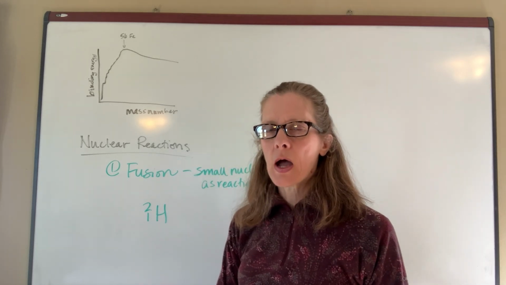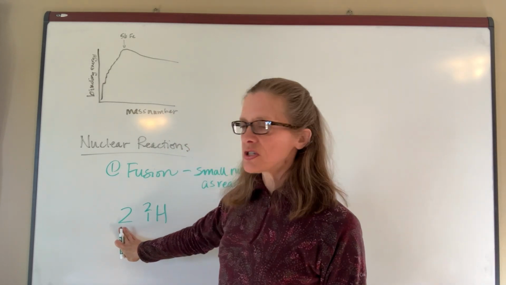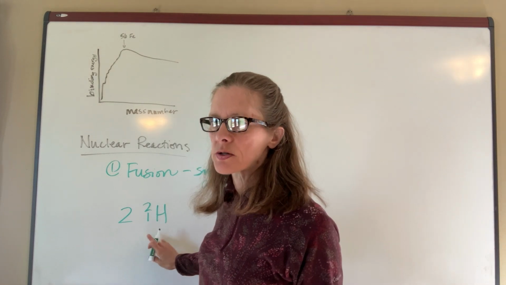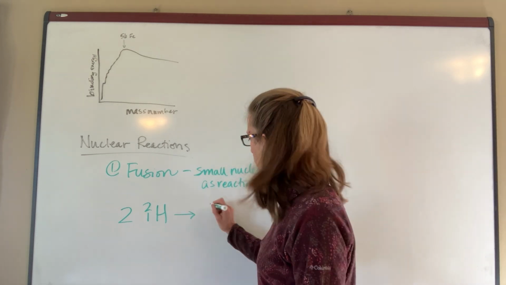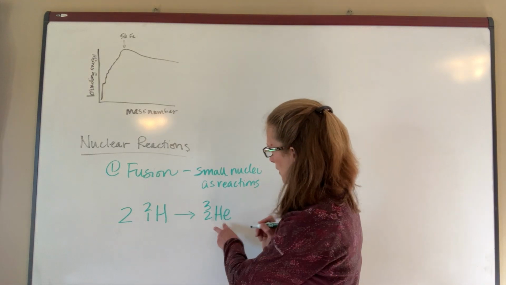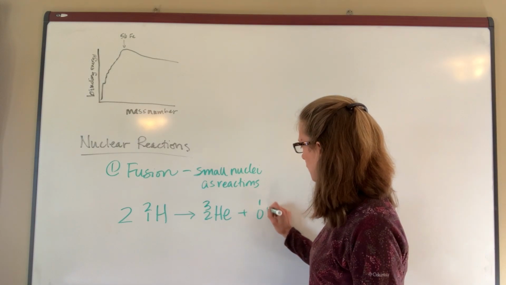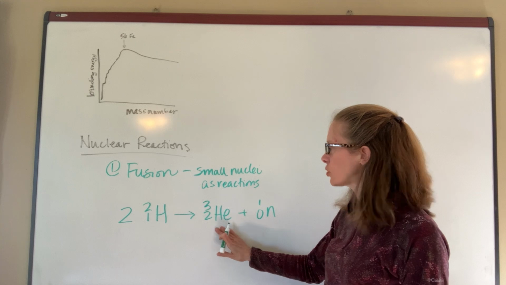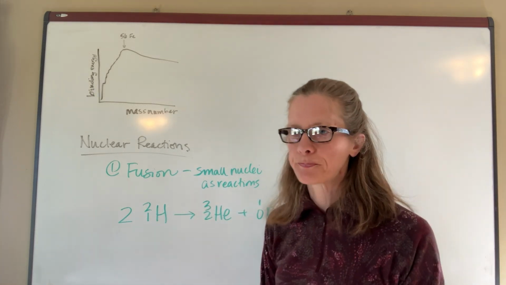So if I have an atom of hydrogen-2, actually if I have two of them, and I can put coefficients in front of these, just like I could put coefficients in front of any reactant or product, those two will fuse together and form an atom of helium, and they're also going to have a leftover neutron. This product is larger than what I started with, so they have fused together.